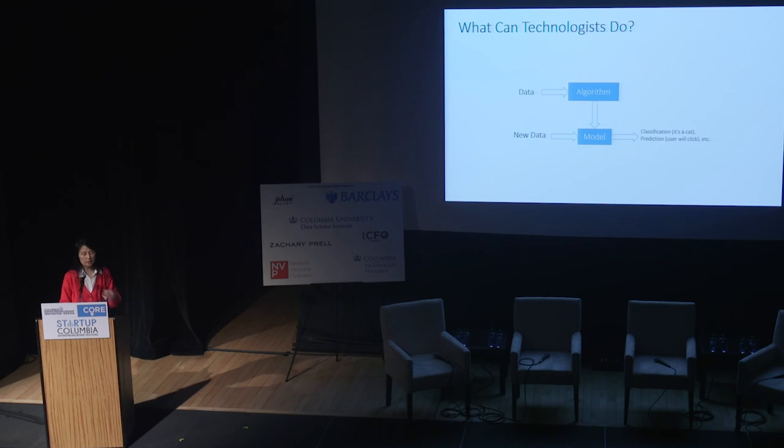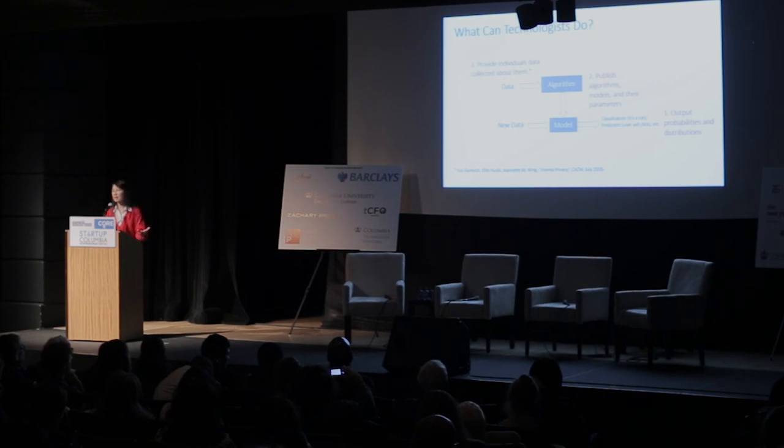One question you might ask me as a technologist is what can we actually do? Let's be constructive. Starting from the output and working backwards, we can output probabilities and distributions, not just "it's a cat" or "you will click here", not just these binary decisions. We can publish our algorithms and our models and our parameters, and we can also provide individuals with the data collected about them. This seems obvious to me, to all of us today. It must have been a really novel idea a few months ago.